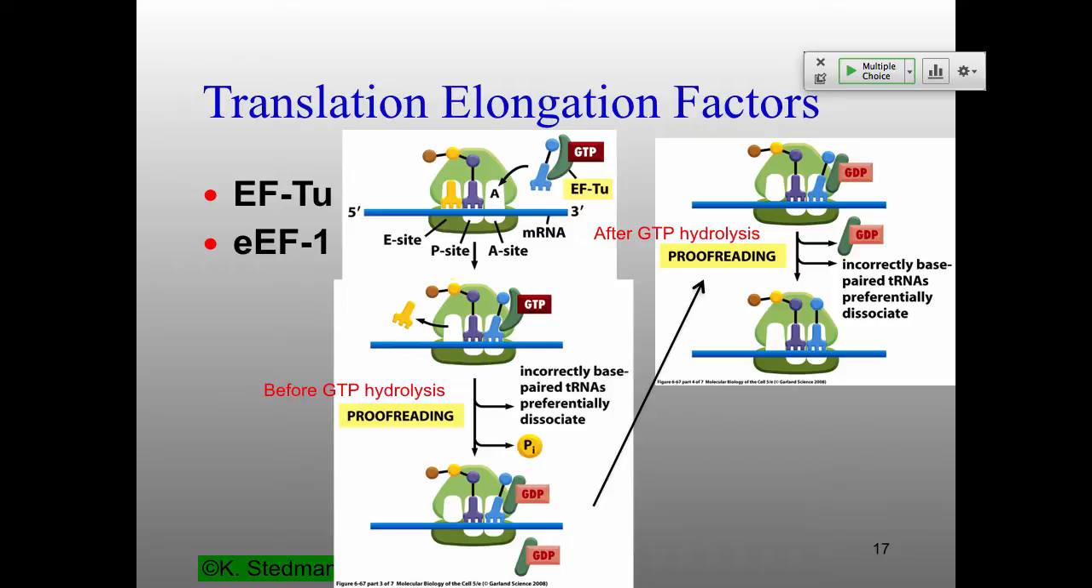Yeah? So you can have translation without these, they increase the efficiency or fidelity? So the question is, you can have translation without this. They increase your rate and fidelity. Yes, and so the rate is from your EFG, elongation factor 2, and the fidelity is from EF1 in eukaryotes and EF2 in bacteria. So EF1 would be the proofreading mechanism. EF1 is helping to make sure you've got those appropriate interactions.